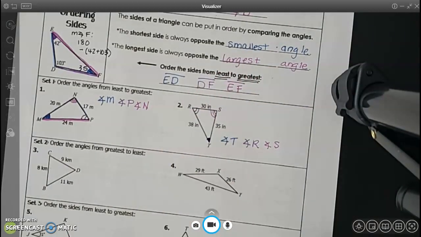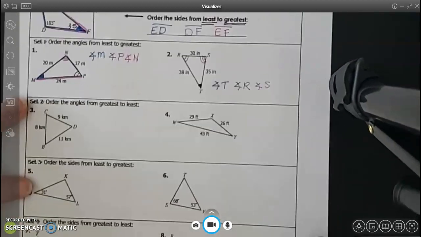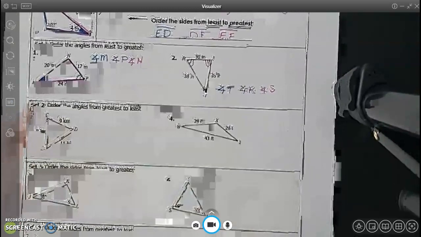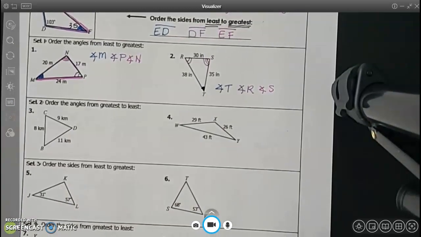All right, for set 2, notice we're doing the exact same thing, except now it says order the angles from greatest to least. So you have to be careful there. This is no longer least to greatest. Now we're looking for the largest one first. So I'm looking for the largest side. In this case, the largest side is 11, and the angle opposite of 11 is angle C. So that one goes first because that's the largest angle. Next, in the middle is 9, and the angle opposite of 9 is angle B.